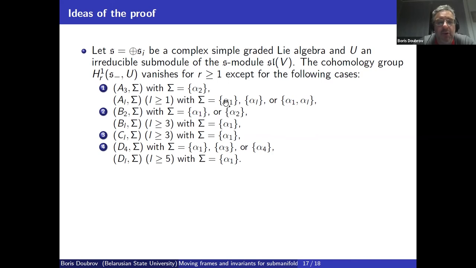Then here, of course, we have a symmetry that swaps 1 and L. So these would be both projective spaces. And this will be exactly alpha 1, alpha L. So two crosses on the sides would exactly correspond to the adjoint representation. And then B cases.